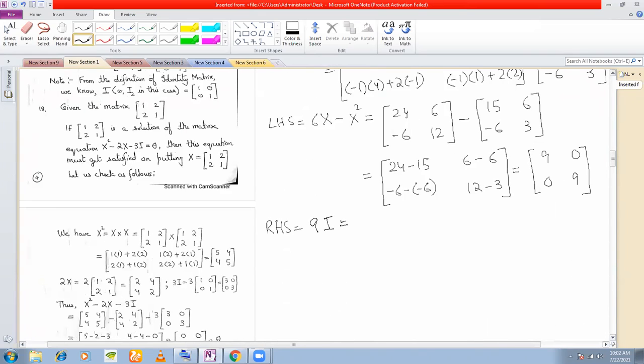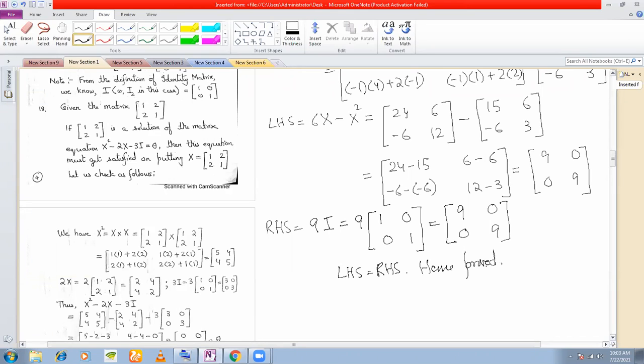Now identity matrix, because we are dealing with matrices of order 2, so identity matrix will also be a matrix of order 2. So now multiply all this, you get 9, 0, 0, 9. LHS is equal to RHS, hence proved. Clear with this problem?